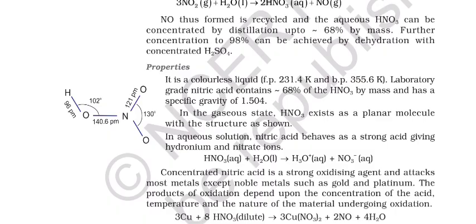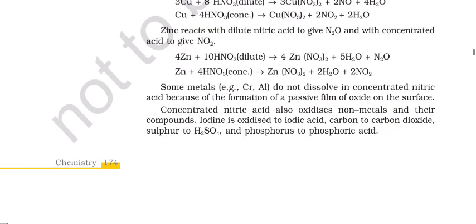Concentrated nitric acid is a strong oxidizing agent and attacks most metals except noble metals such as gold and platinum. The product of oxidation depends upon the concentration of the acid, temperature and the nature of the material undergoing oxidation. 3Cu + 8HNO3 gives 3Cu(NO3)2 + 2NO + 4H2O. Cu + 4HNO3 gives Cu(NO3)2 + 2NO2 + 2H2O. Zinc reacts with dilute nitric acid to give N2O and with concentrated acid to give NO2.